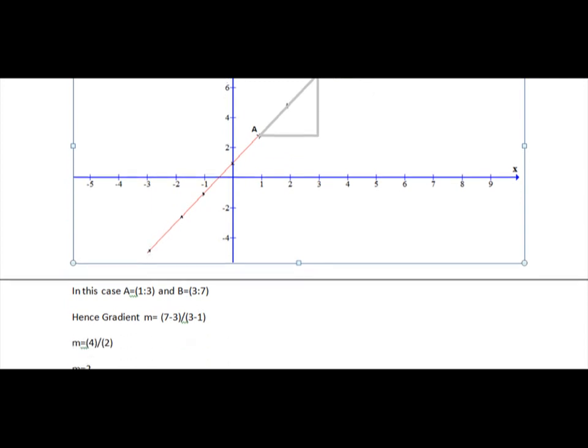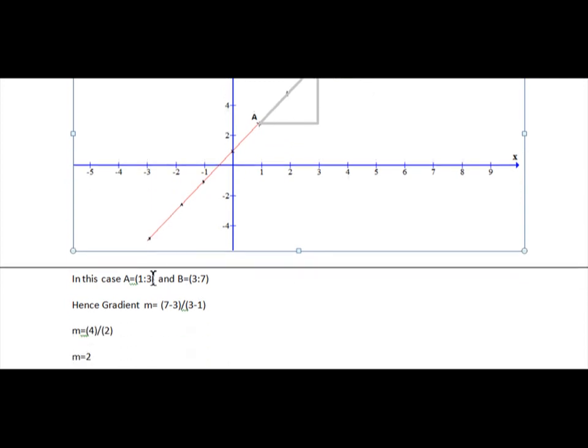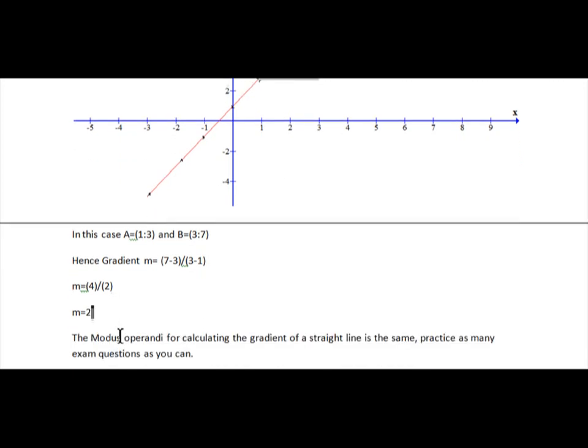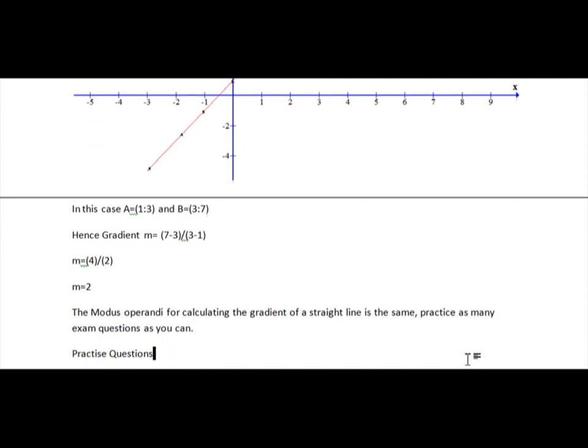Hence your gradient will be the change in the y values, which is 3 minus 7. Rather, I use 7 minus 3 divided by 3 minus 1, which becomes m is equal to 4 over 2, which becomes m is equal to 2. The modus operandi for calculating the gradient of a straight line is the same. Practice as many exam questions as you can.